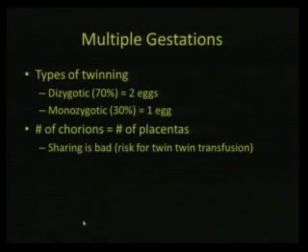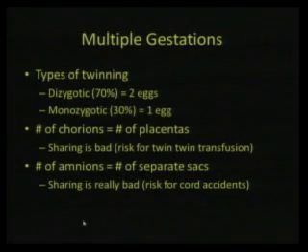Remember, the number of chorions is your number of placentas. Sharing is bad, so you want the twins to have their own circulations. They don't like sharing. Just like my kids at home, my kids don't like sharing. So babies in the womb don't like sharing, and when there's just one placenta, there's a high risk for twin-to-twin transfusion. So bad. Number of amnions equals the number of separate sacs. In this case, sharing is really bad because there's actually risk for cord accidents.